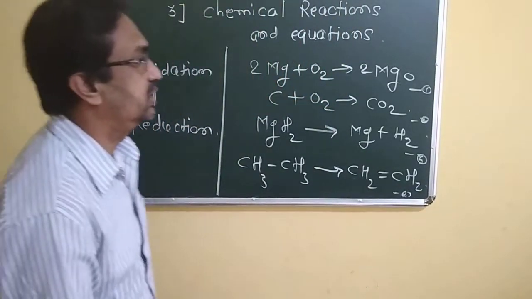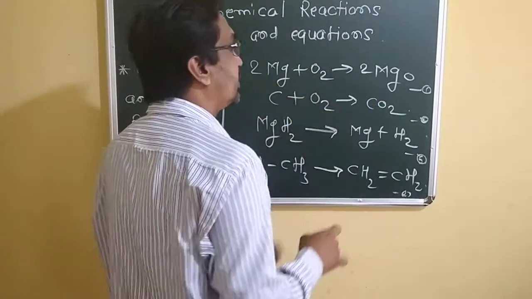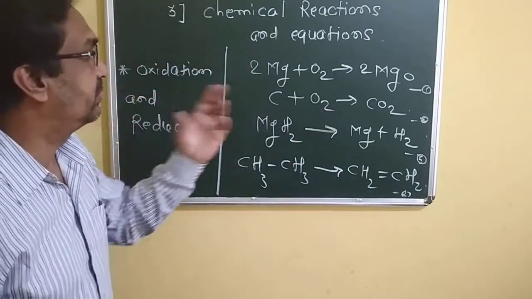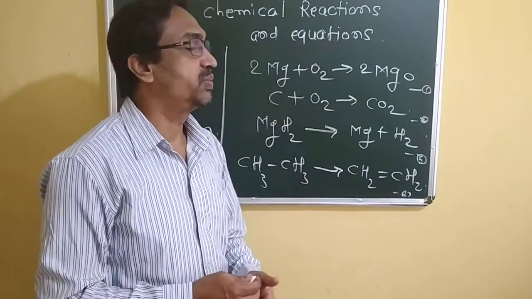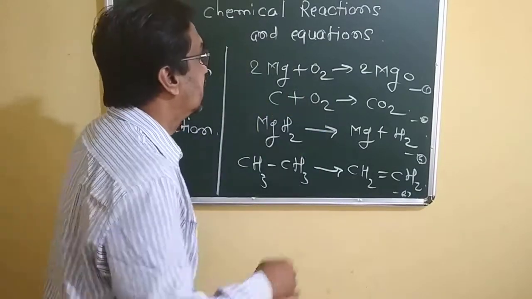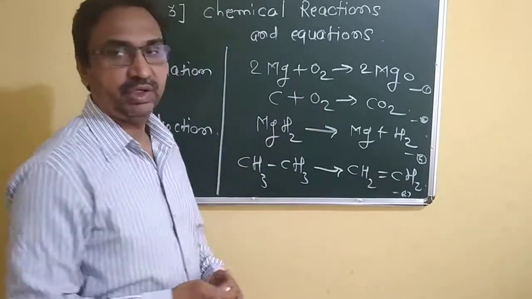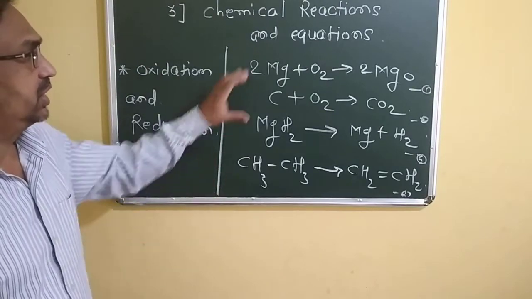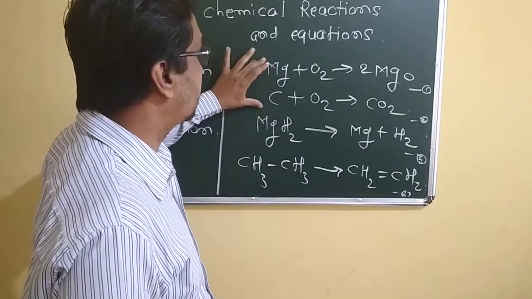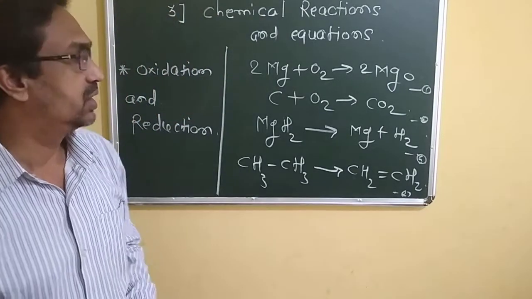If we observe carefully these four reactions, we will see that 2Mg plus O2 gives 2MgO. That means the magnesium combines with oxygen in the air, and the product is magnesium oxide, a combination of oxygen with the metal magnesium. Here carbon reacts with oxygen and forms carbon dioxide. So in both these reactions, the reactants combine with oxygen to form a corresponding product, magnesium oxide and carbon dioxide.